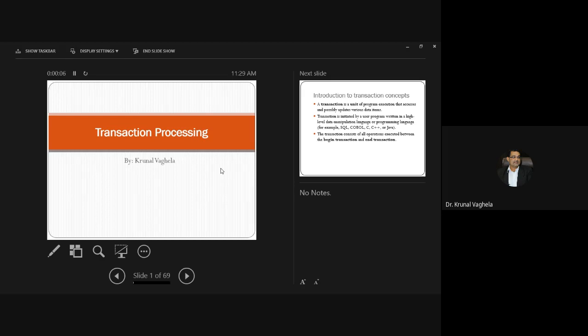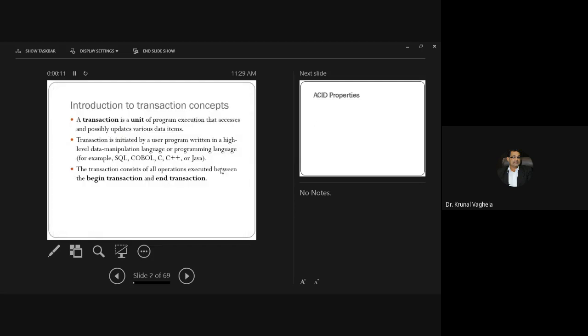So unit number 5 is transaction processing. Some definition from the book, now you will understand exactly what I wanted to say. A transaction is a unit of program execution that accesses and possibly updates various data items. Transaction is the unit of data item which possibly accesses or updates the data.